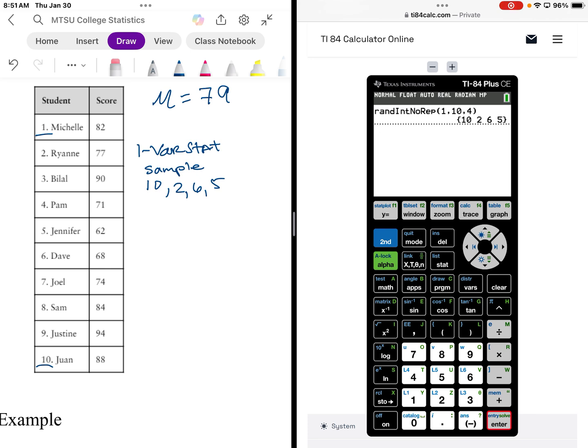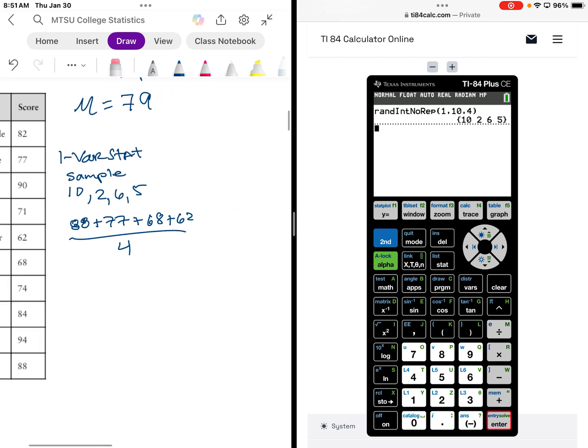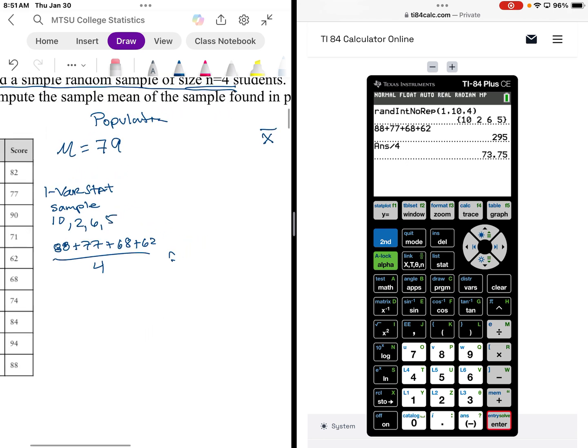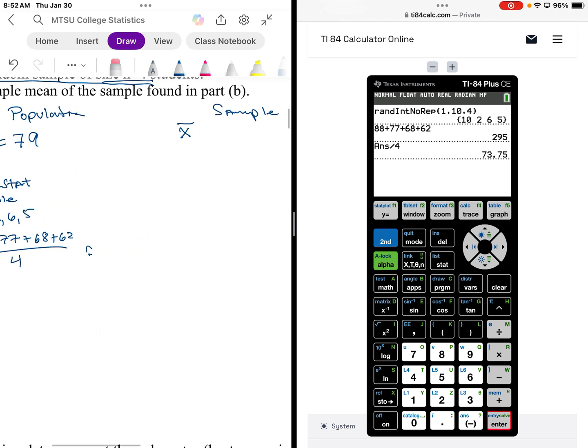So now I'm going to find out what the mean of mine is. If you have something different, find the mean of yours. If you're using my data, go ahead and find the mean. I have 88, 77, number 6 is 68, and 62. And I've got to divide that by 4. All right, so 88 plus 77 plus 68 plus 62. Enter, divide by 4. Enter. And hopefully I didn't have any happy fingers there. So my mean for my sample of size 4 was 73.75.